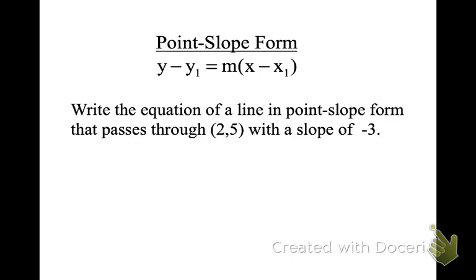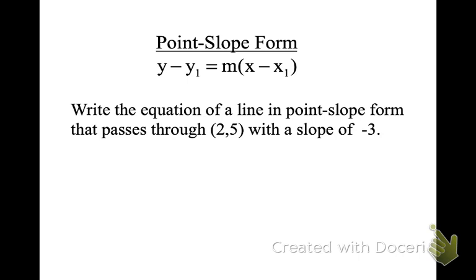A question might read something like this. Write the equation of a line in point slope form that passes through the point (2, 5) with a slope of -3. So the first thing you're going to do is write the point slope formula. Why? Because they gave us a point and a slope.